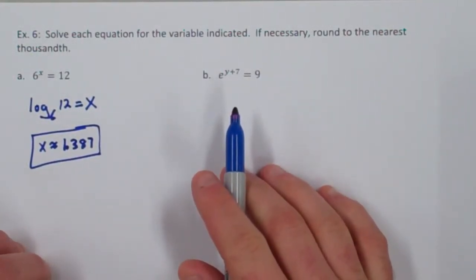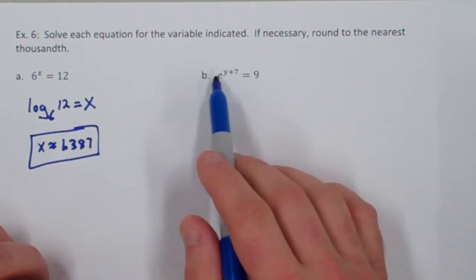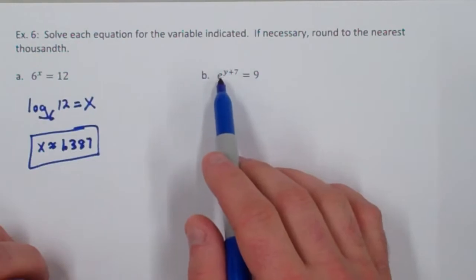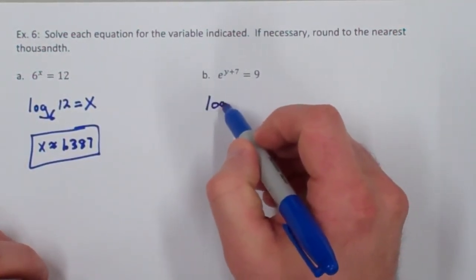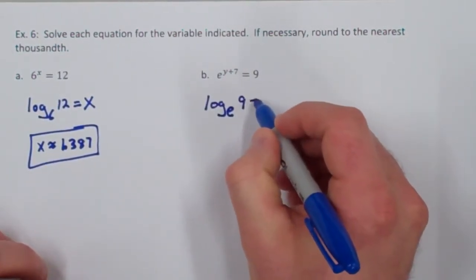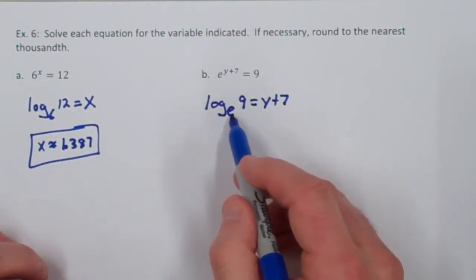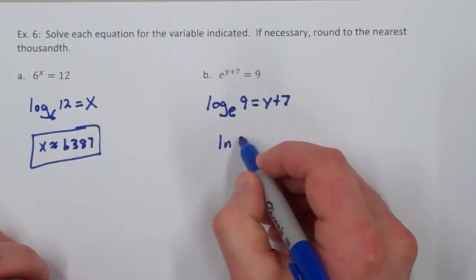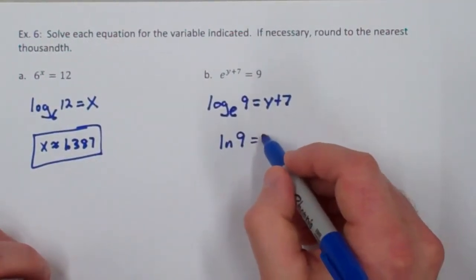B is similar. We do have two terms up here in the exponent position, but that's still fine. We have an e here, and we can rewrite this in log form as log base e of 9 is equal to y plus 7. Remember that log base e is just the natural log, and you have a button on your calculator for that, so it's often beneficial to write it like this.